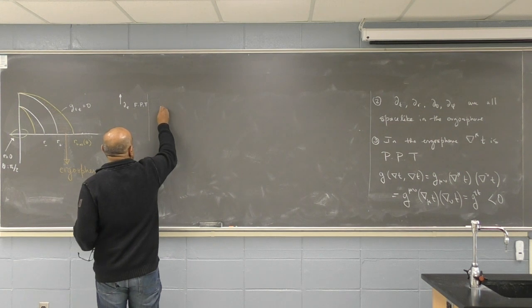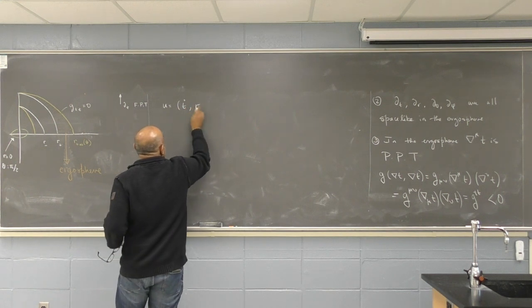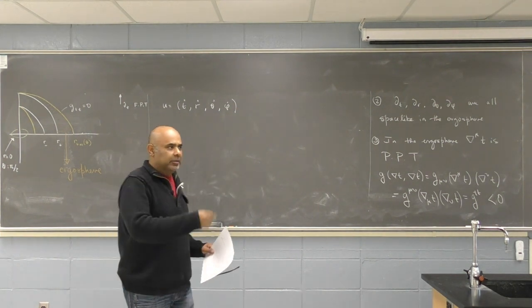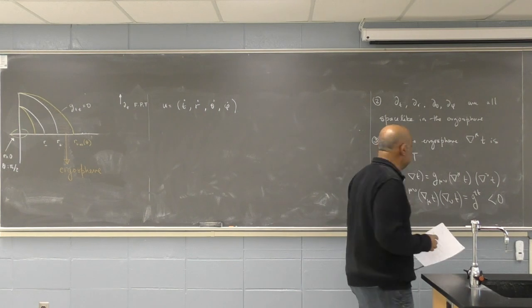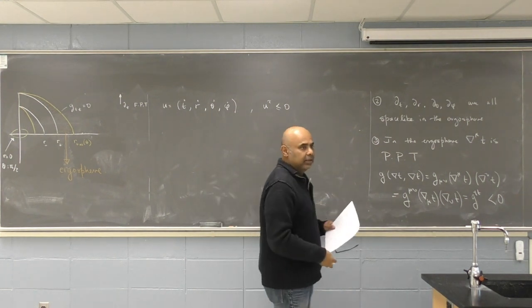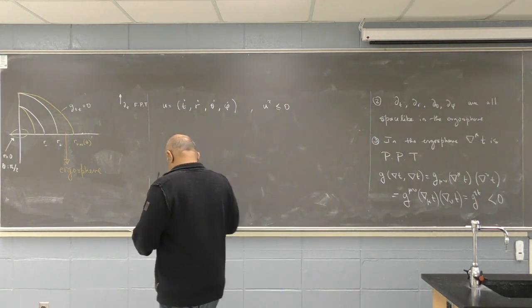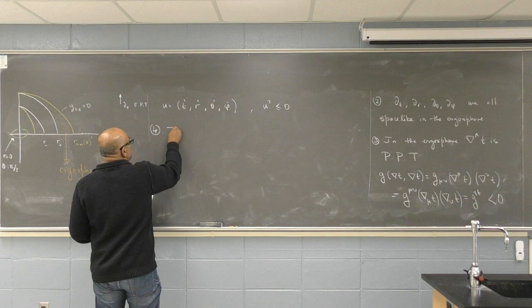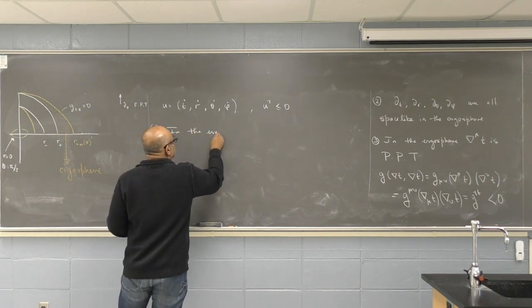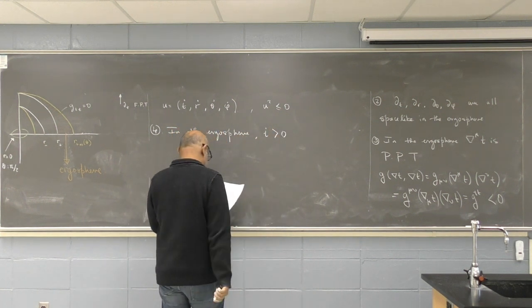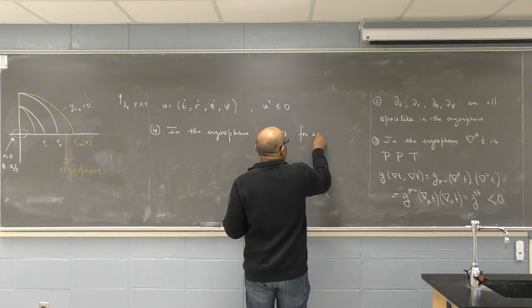So let me set up a notation. If you have a 4-velocity of a particle, you can write it as t dot, r dot, theta dot, phi dot, where the derivative is with respect to its proper time. And of course, if it's causal, u squared is less than or equal to 0, equal to 0 meaning it's a null particle. Okay, so here's my claim. In the ergosphere, t dot is greater than 0 for a causal particle.